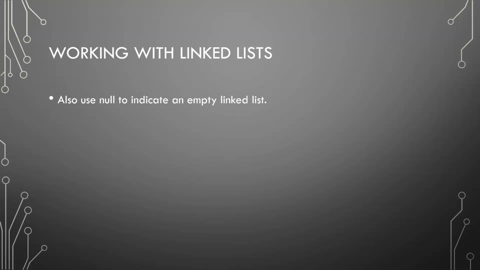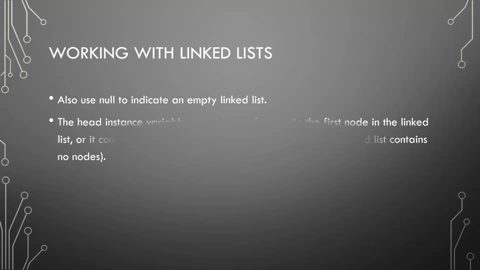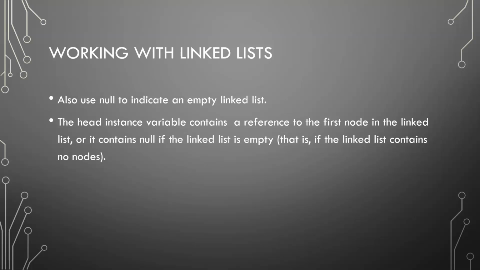Also, remember to use null in order to indicate an empty linked list. You'll notice that when we initialize a lot of stuff, we initialize it to null, because null means that there's no value. So if we have a linked list created, but we don't put anything in it, that's why everything's still initialized to null, because we don't actually want to give it any pointing values. So the head instance variable contains a reference to the first node in the linked list, or it contains null if the linked list is empty. That is, if the linked list contains no nodes.